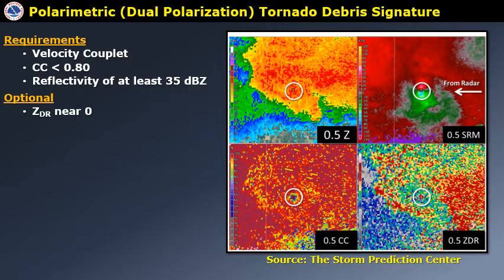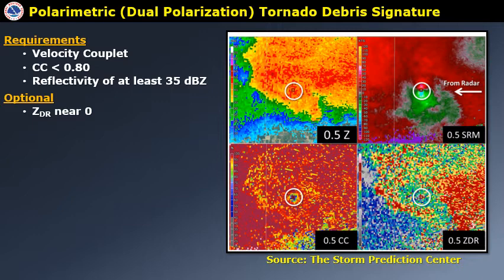During the night of the Dallas tornado, we did observe a dual polarimetric tornado debris signature associated with this storm. The dual pole tornado debris signature requires there be a velocity couplet, CC of at least 0.8 or less, and reflectivity of at least 35 dBz. A differential reflectivity of near zero is optional.